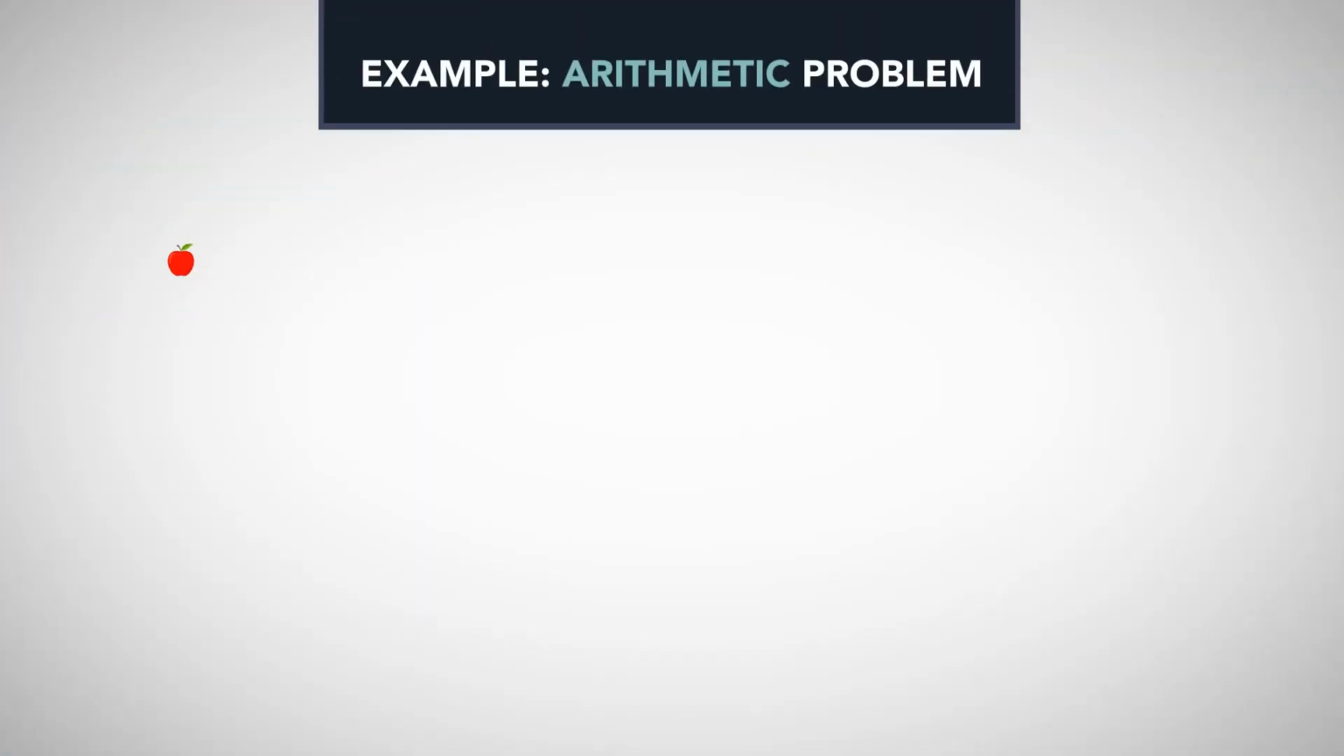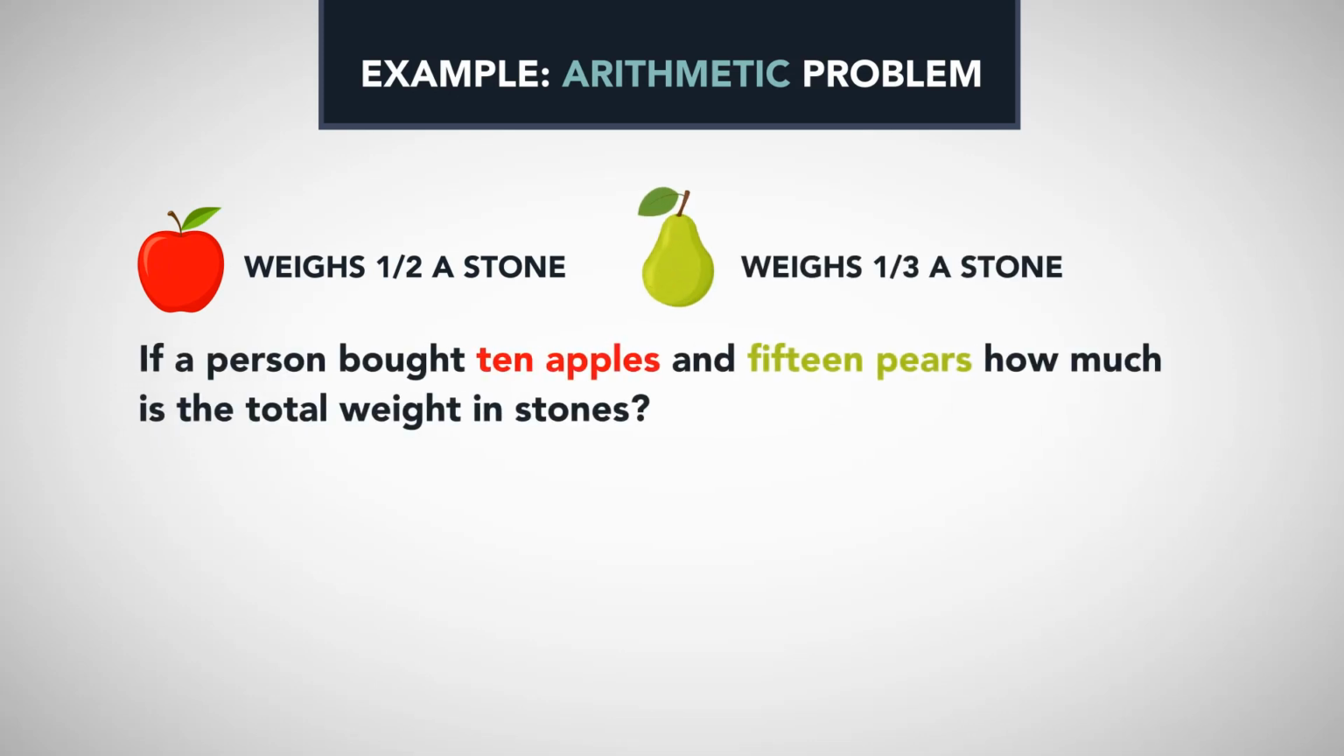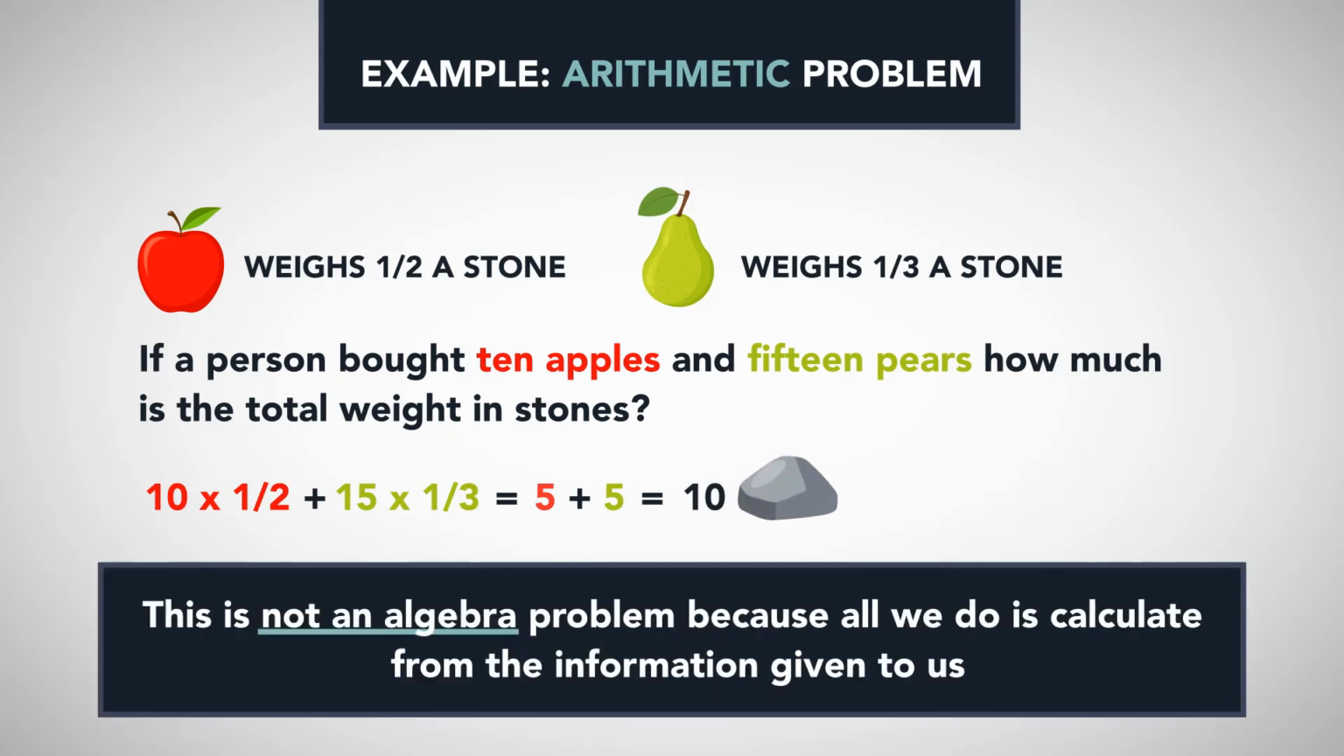An arithmetic problem involving scales can be the following problem. Say an apple weighs half a stone and a pear weighs 1/3 of a stone. If a person bought 10 apples and 15 pears, how much is the total weight? This is not a puzzle. We know exactly what we have to do. We know how to add fractions and how to multiply them. So to get the answer, we get 10 times a half, that's for the apples, and 15 times 1/3, which is for the pears. That gets you 5 plus 5, which is 10 stones altogether. This is not an algebra problem because all we have to do is calculate from the information given to us.